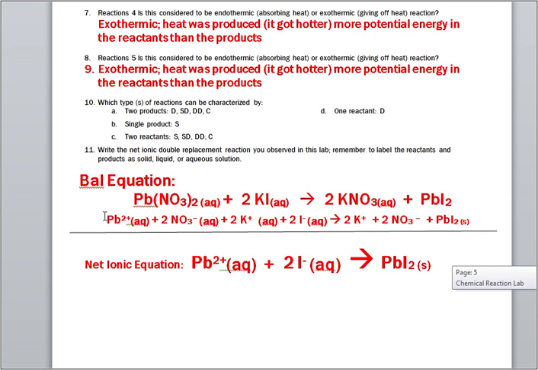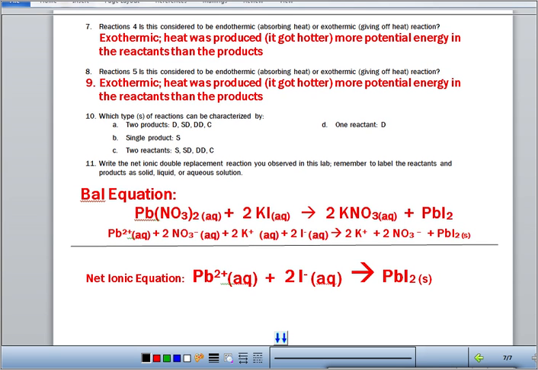The total ionic equation is here, where you write it all out. Okay, so you got the lead 2 ion in aqueous solution, the 2 nitrate ions in aqueous solution, the 2 potassium ions in aqueous solution, and the 2 iodide ions in aqueous solution. On the product side, you still have the 2 potassium ions and the 2 nitrate ions, but the lead 2 ions and the 2 iodide ions bonded together, and the water does not displace them.